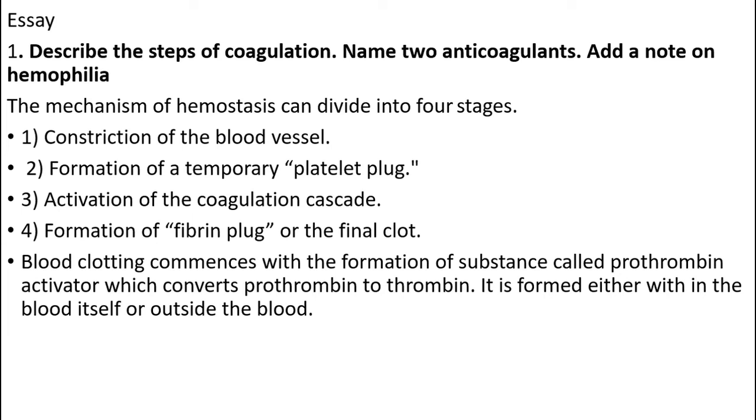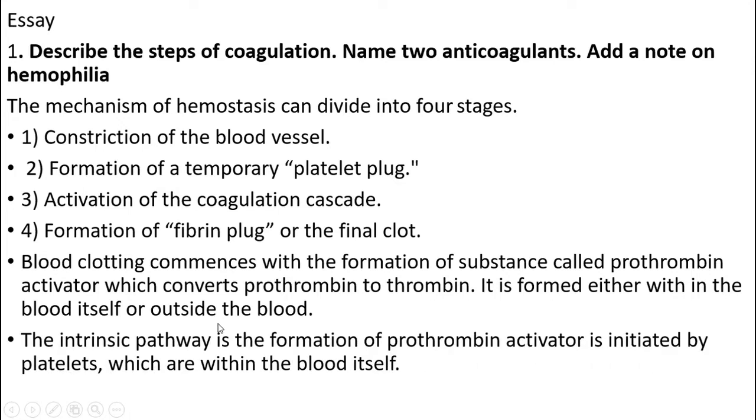Blood clotting commences with the formation of a substance called prothrombin activator, which converts prothrombin into thrombin. It is formed either within the blood itself or from outside the blood. The intrinsic pathway is the formation of prothrombin activator. It is initiated by the platelets, which are within the blood itself.